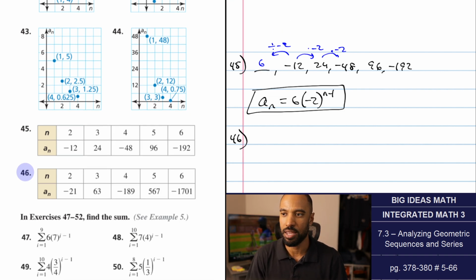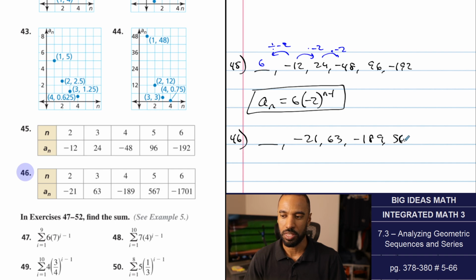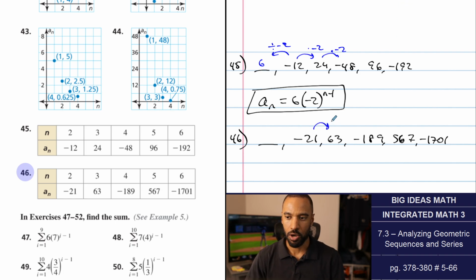And on number 46, I don't know if this is less obvious or what have you, but we're multiplying by a negative. You can do 63 divided by -21, and you'll get -3. So you are multiplying by -3 as these increase. I'm not even bothering with the other ones. We know they're geometric. So we are multiplying by -3 going this way.